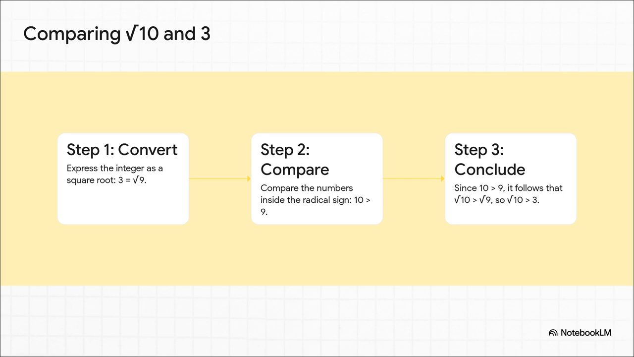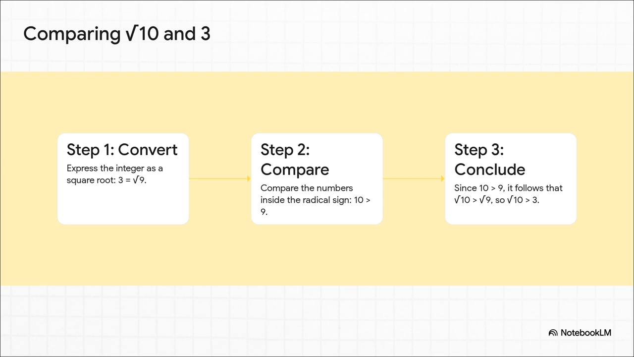So how do we get a feel for the size of a square root when we compare it to a regular number, an integer? Well, the trick is to put them both in the same language. Let's ask, which is bigger, the square root of 10 or the number 3? First step is to turn 3 into a square root. Well, 3 is just the square root of 9, isn't it? Okay, now the comparison is super easy. Since 10 is bigger than 9, the square root of 10 has to be bigger than the square root of 9. So root 10 is greater than 3.